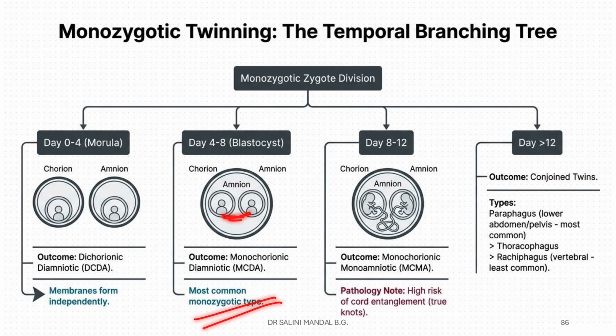This is the most common monozygotic type. Day 8 to 12, everything is merged. We will get a monochorionic, monoamniotic. There's a high risk of cord entanglement over here. Then more than day 12, we are going to get conjoined twins, so Siamese twins. The most common one is pyopagus, where the lower abdomen or pelvis is fused together. Apart from that, we have thoracopagus, craniopagus, and all that.